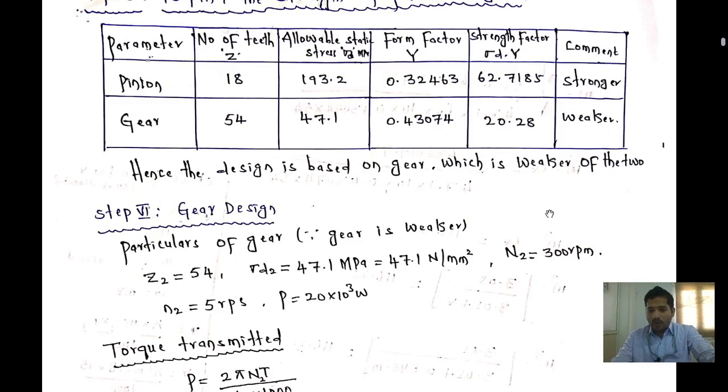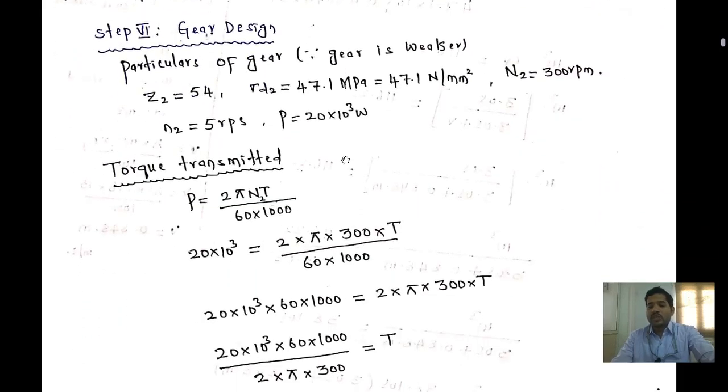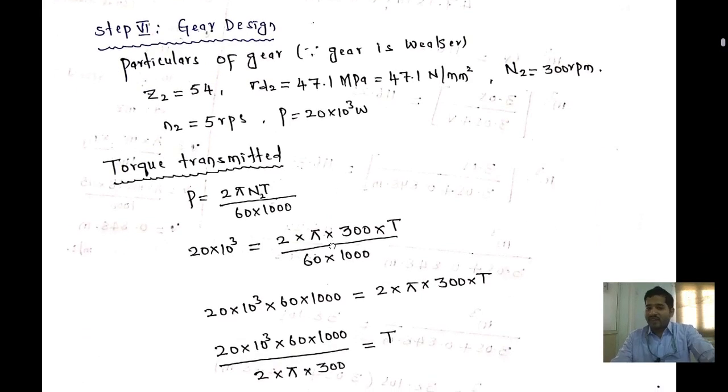Okay, as well as if you want to convert the speed of the gear into rps, then you can present here N2 is equal to 5 rps, and power is also given for both pinion as well as gear, P equal to 20 kilowatt, 20 into 10 power 3 watt. After that, first our intention is to find out the torque transmitted by the gear.